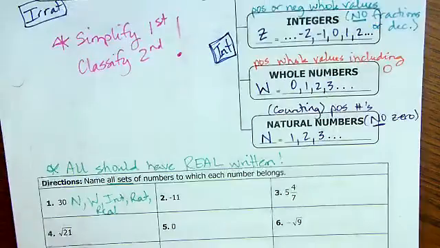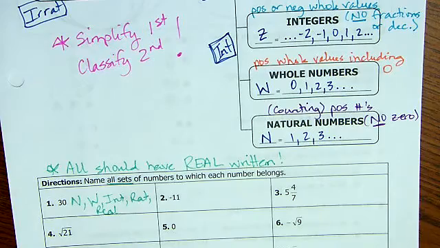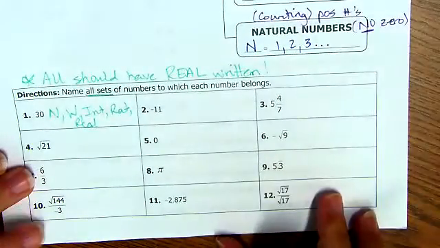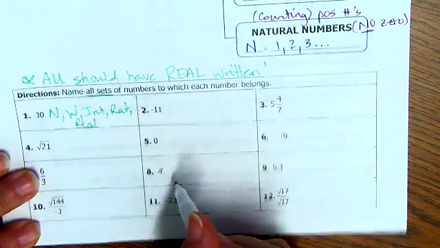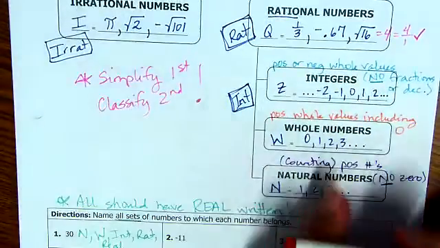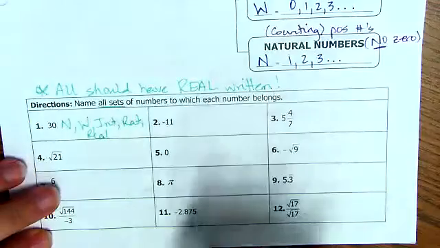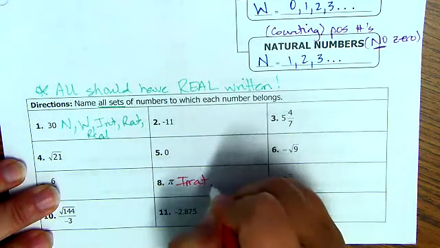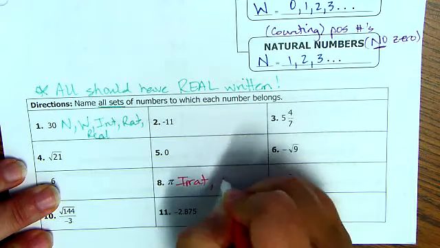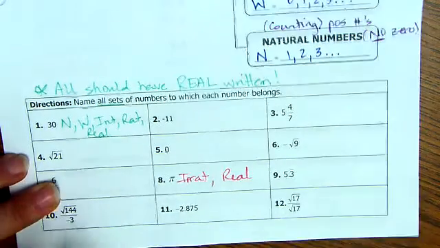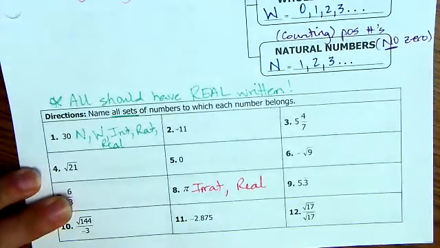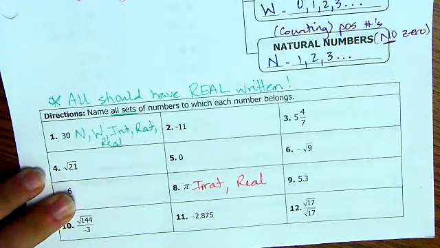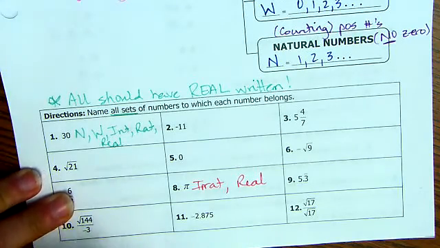All right, let's look at another example real quick. Let's look at pi. Well, we obviously used that as an example up here, so we know that when I write the names, it is irrational. It's supposed to have 2 R's, Miss Wilson. Irrational and real. So we have to write both names.